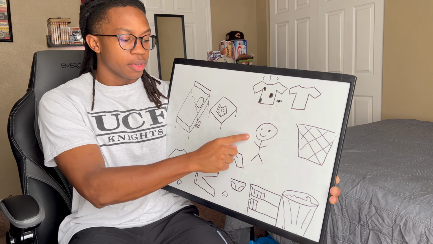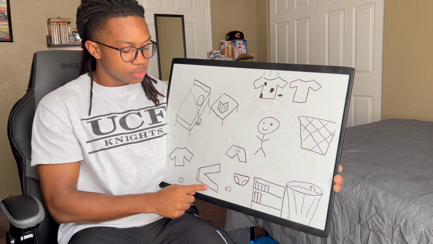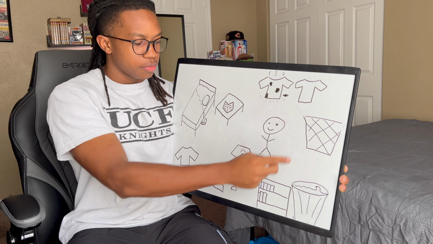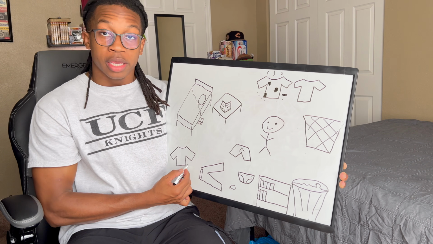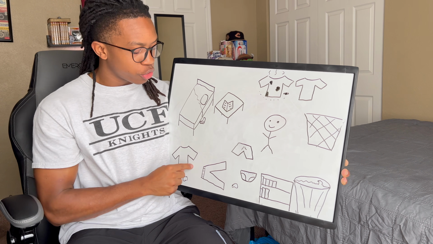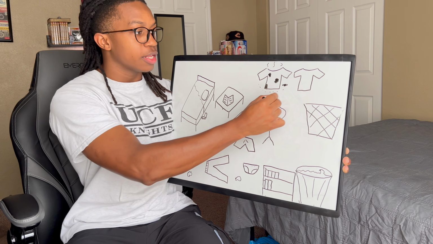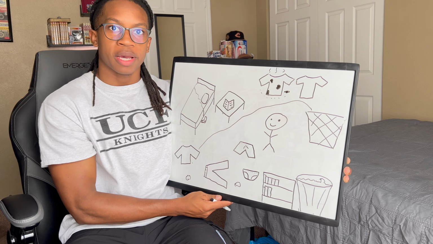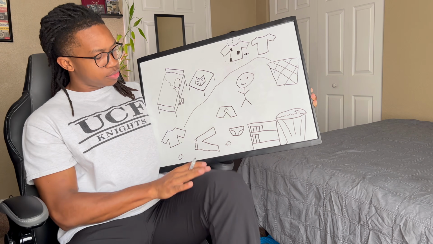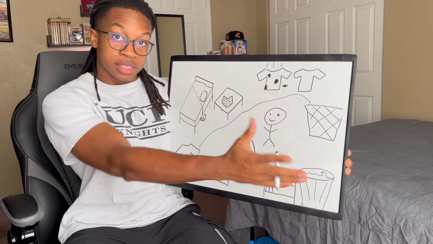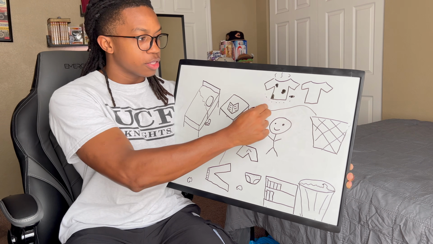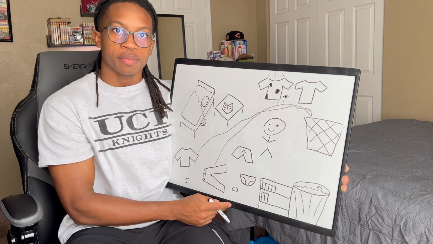First, Tom takes his clothes and puts them into the laundry basket. This is a shirt. Tom takes the shirt and puts it in the laundry basket. These are pants. He takes the pants and puts the pants in the laundry basket.